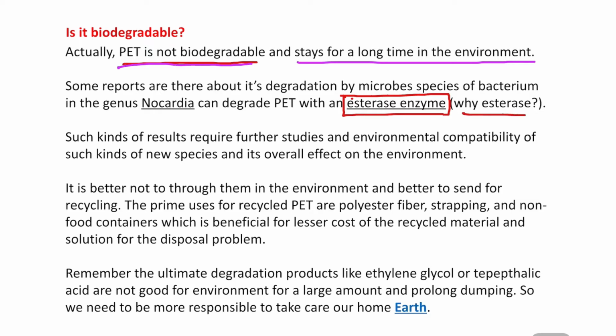Okay. Now, such kind of results require further studies on the environmental compatibility of such new species and their overall effect in the environment in the short as well as long term. So that's why please don't be selfish and throw it into the environment. Maybe you will not be directly affected, but other animals. And remember, in an ecosystem, everyone gets affected.